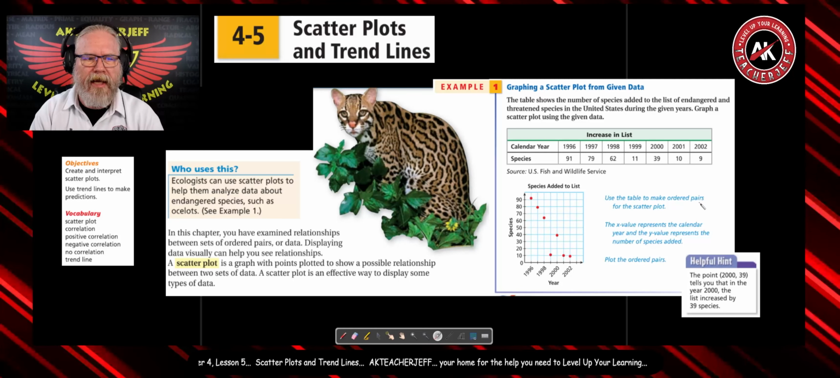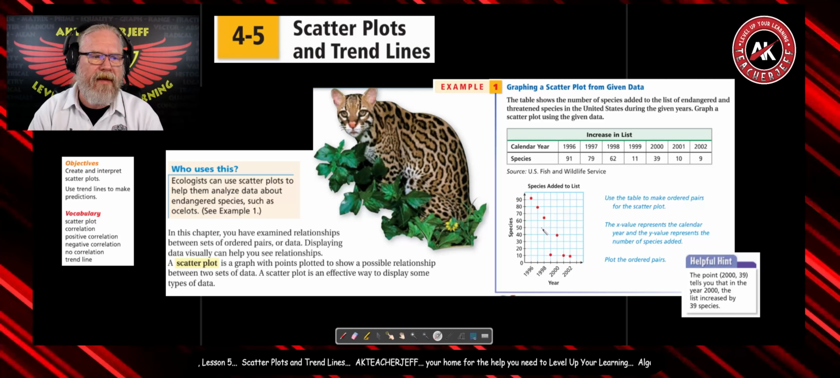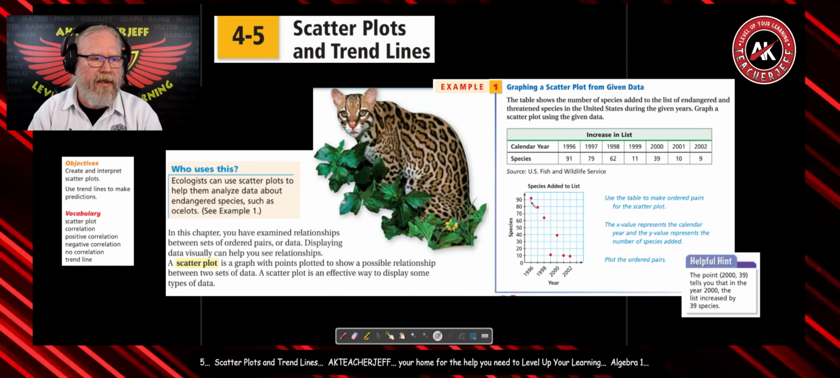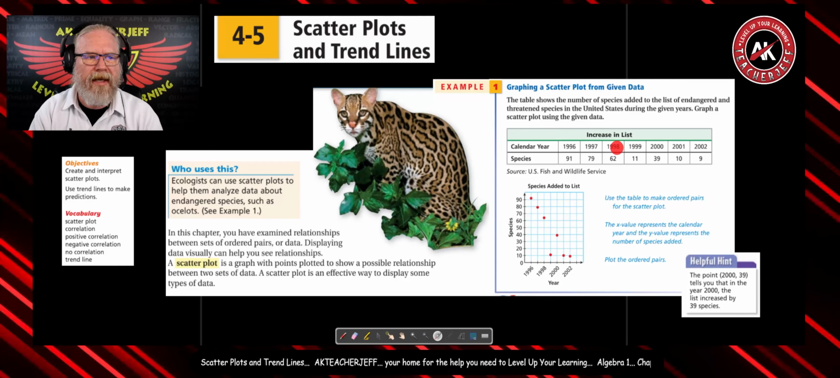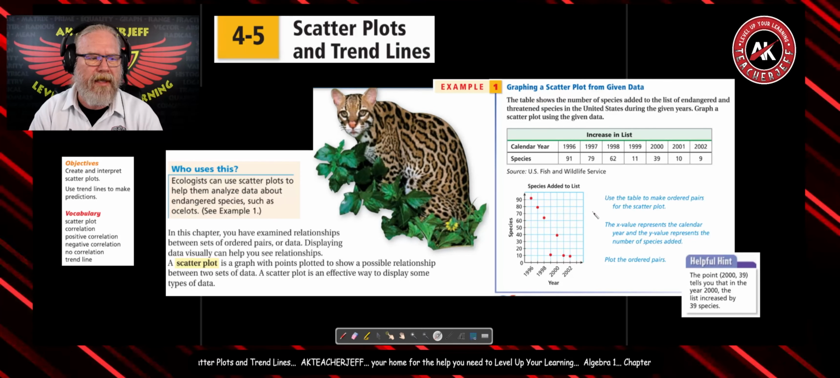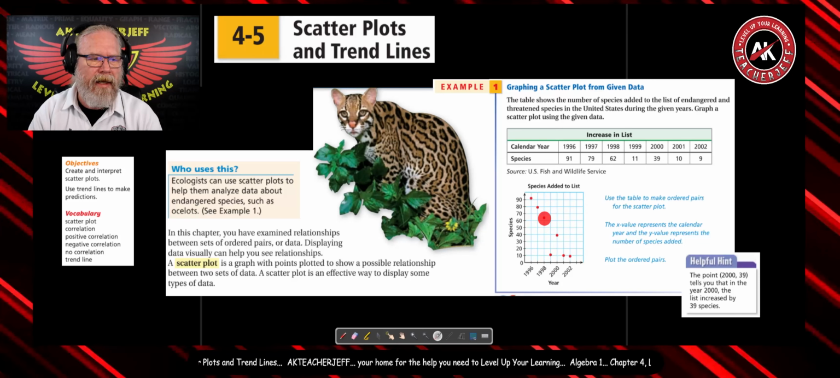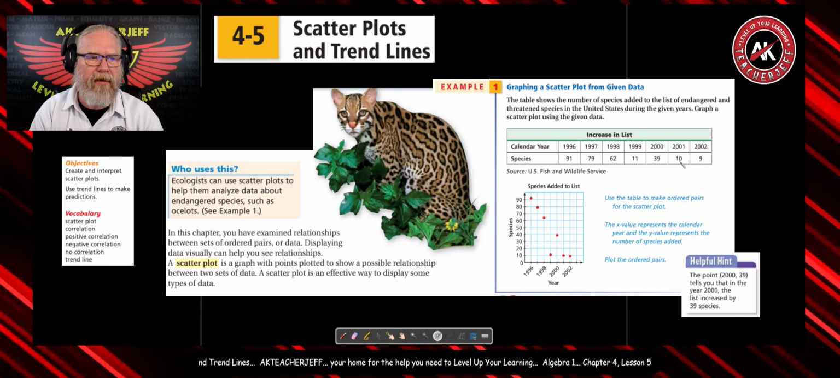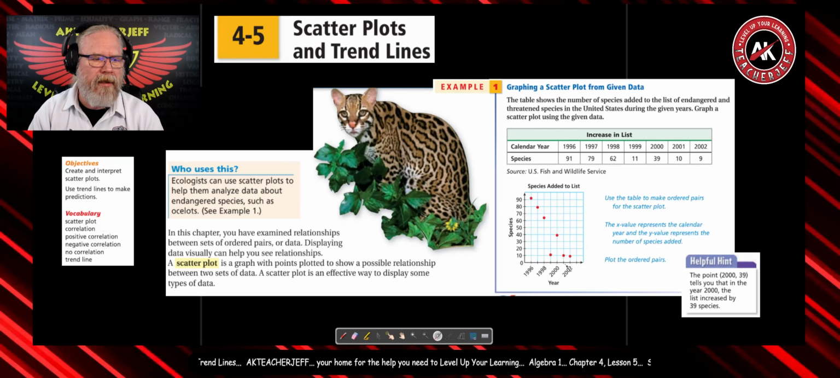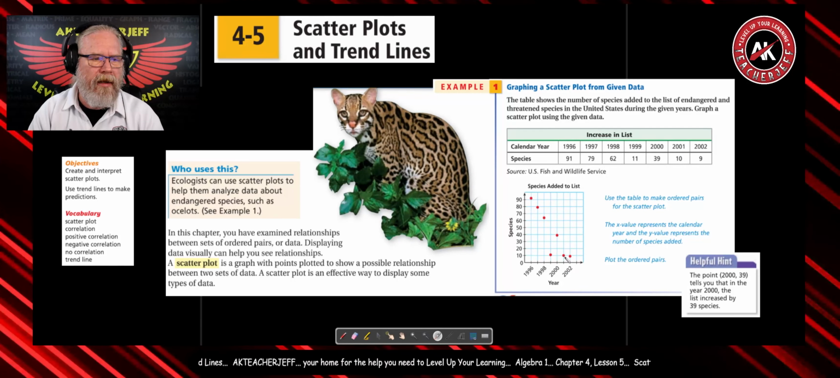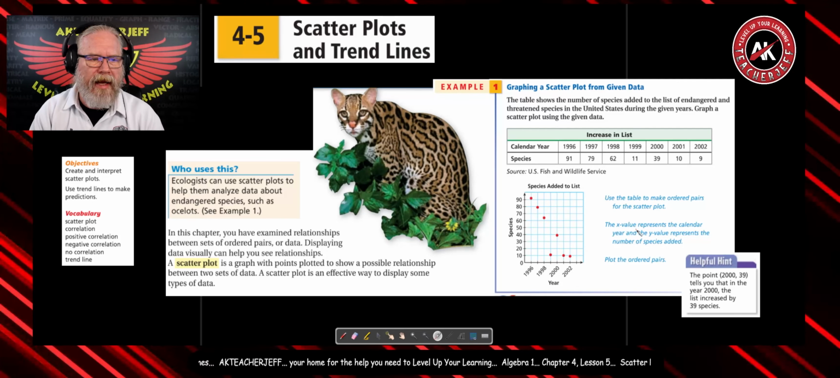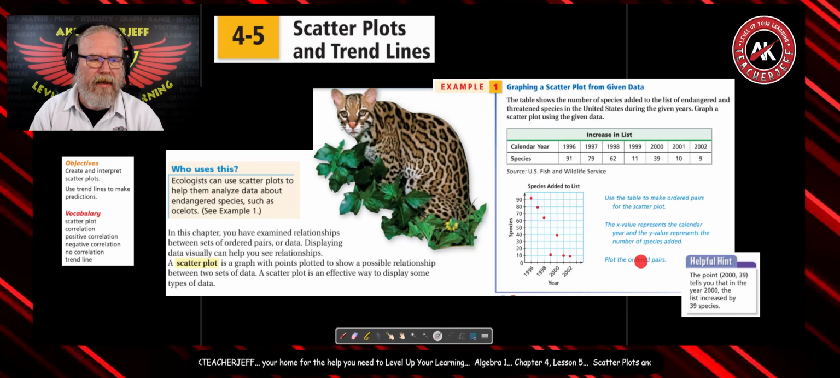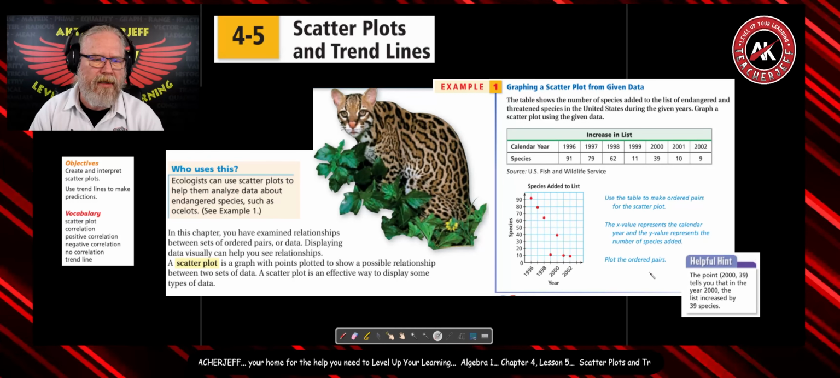So use the table to make ordered pairs for the scatter plot. What they've done is they take the table here, 96, there were 91, so for 1996 they plotted 91. Let's look at 1998. It's paired up with 62, where y is 62. And then finally 2001 is 10. So in 2001 right here, there are 10 of them. The X value represents the calendar year, the Y value represents the number of species added, and plot the ordered pairs, which is pretty much what I just said.